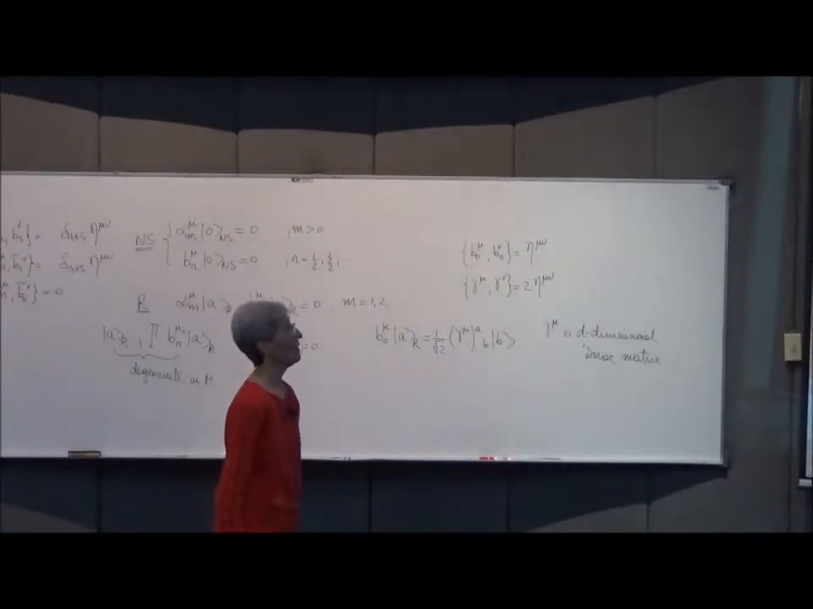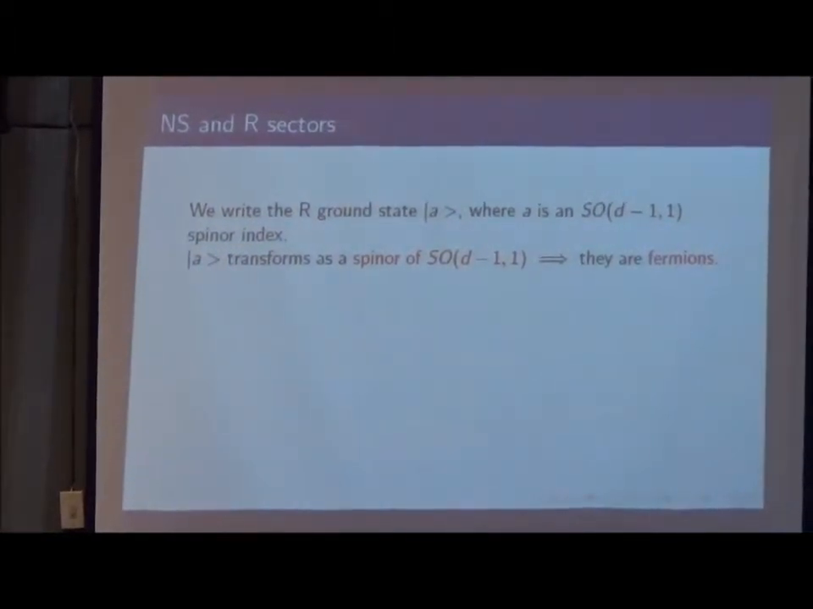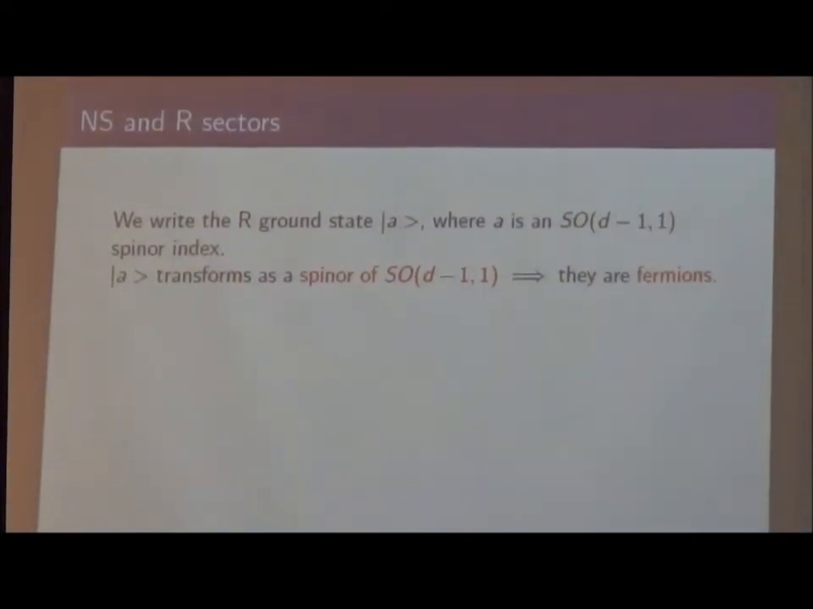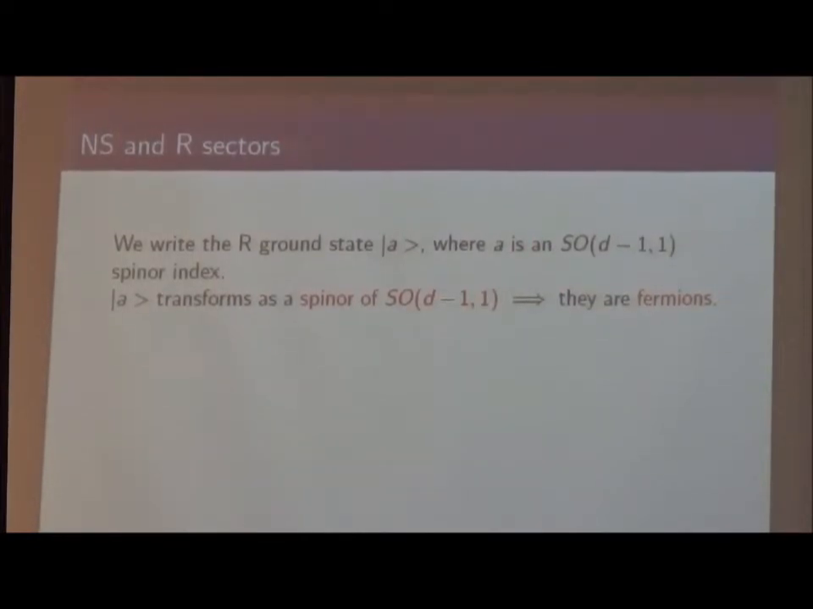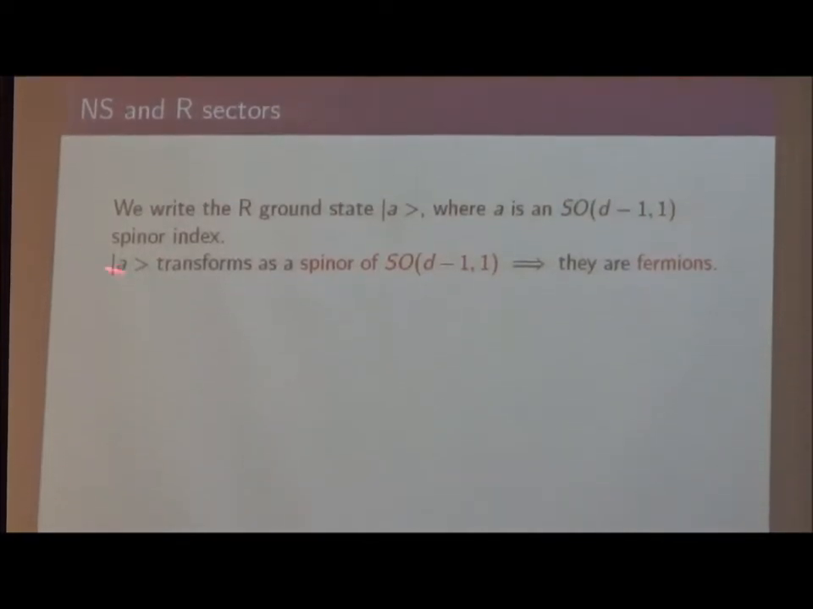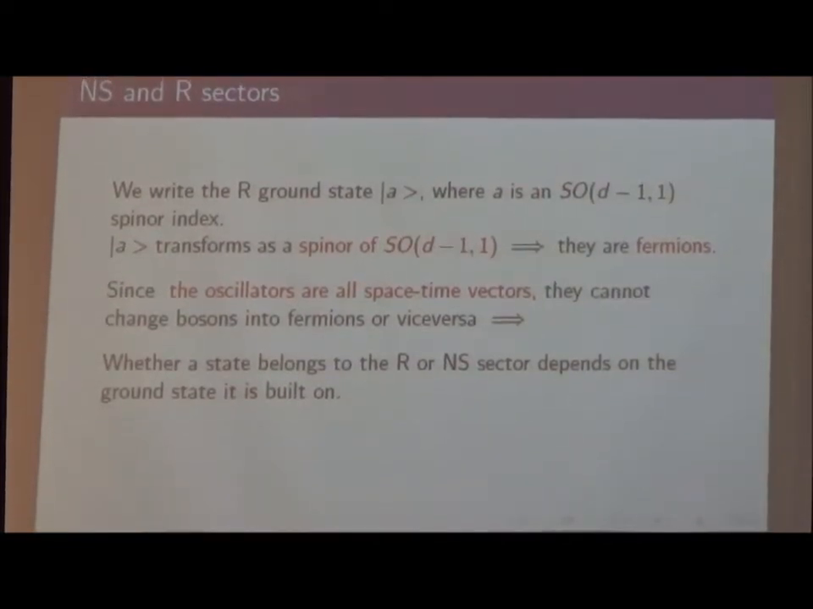So in the Ramond sector, the ground state has an index A, which is an SO(d-1,1) spinor index. So this state transforms as a spinor of SO(d-1,1), and so they are fermions. I will show an explicit representation of these states to convince you that when we act on this state with the Lorentz matrices, we get spin one-half. As I said, in both the Ramond and Neveu-Schwarz sectors, the oscillators are all space-time vectors. So if I start with a ground state which is a spinor, all the excited states will be spinors in the Ramond sector, unlike in the Neveu-Schwarz sector.